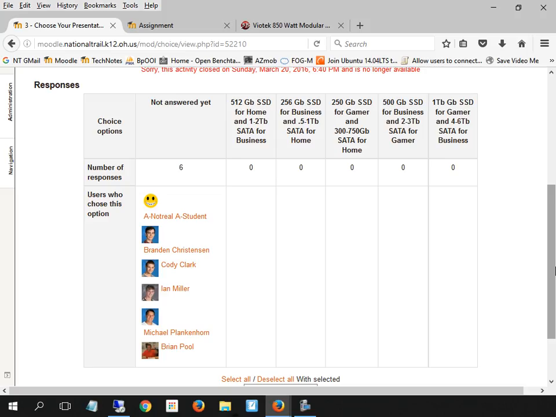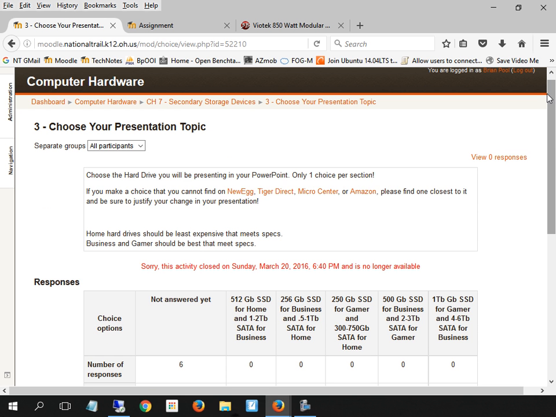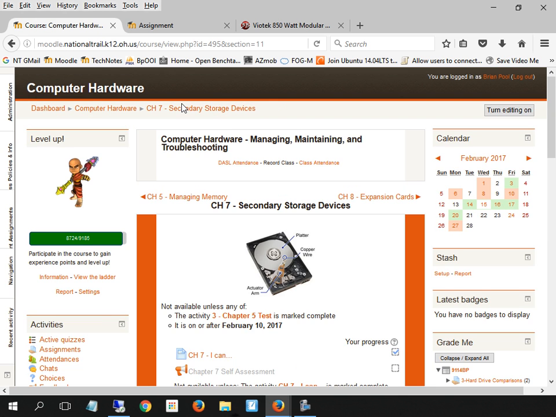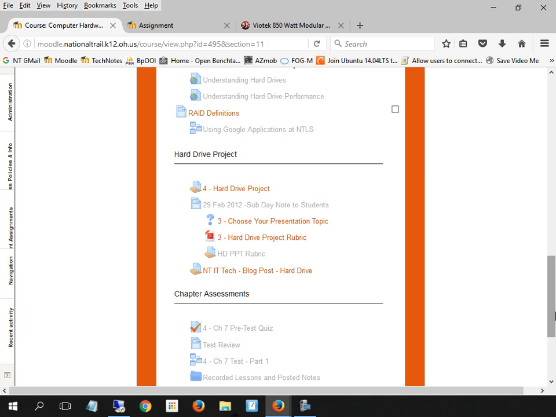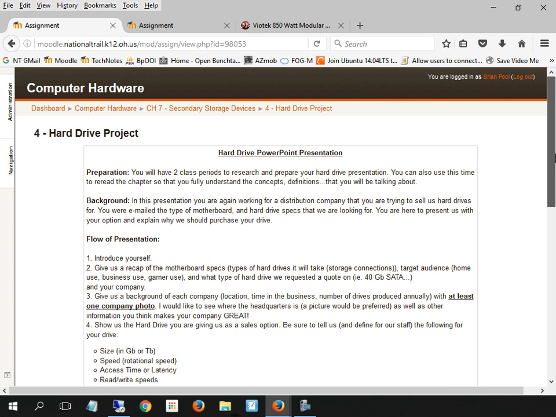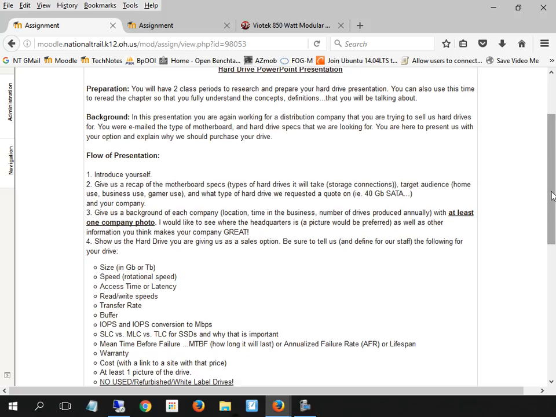So anyway, this one's a 500 gig SSD and a 1 to 2 terabyte for business. A 256 gig business, a 0.5 to 1 terabyte for home. So you can see the different ranges here of ones that you can do. The first thing you have to do is pick that. Now this is the one presentation that it doesn't have to be the same company. In fact, I'm pretty sure it says that on the sheet. So you're not going to give us information on the company like you have before.